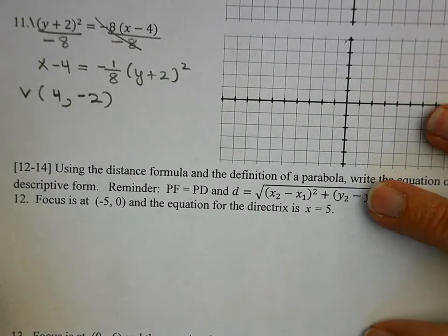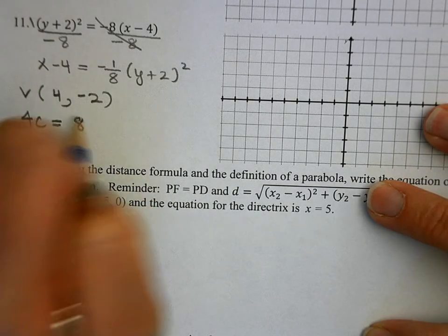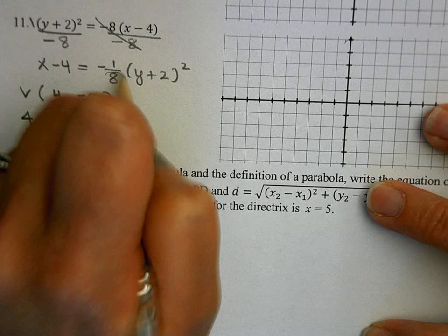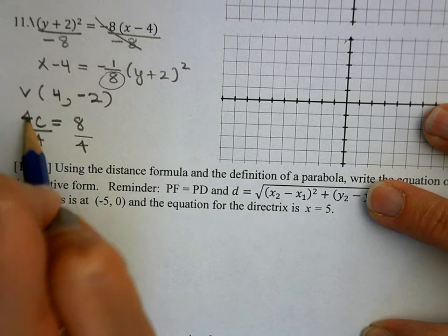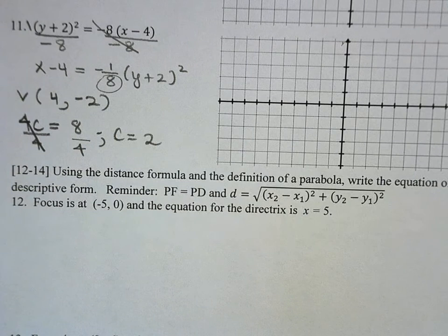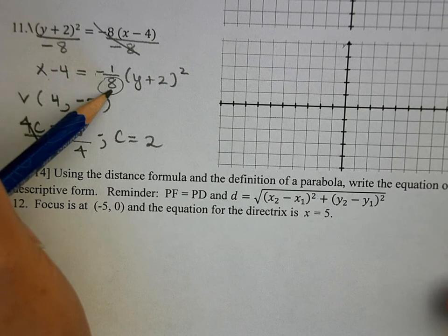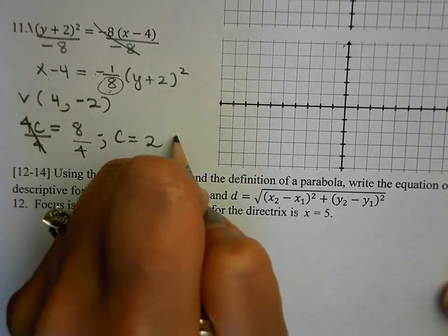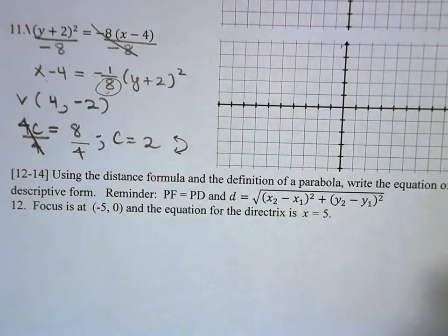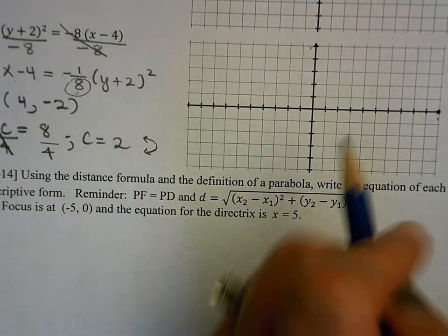So to do that, I want to set 4c equal to the denominator. So the denominator of 8, so divide by 4. So c equals 2. So then this is an x equals graph, so it's going to go left or right, and then because it's negative, it's going to point left. So I want to draw a reminder, so I'm going to draw my reminder to point it left. So my vertex is at 4, negative 2.